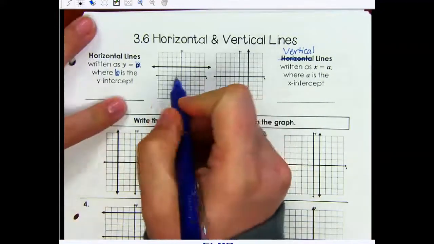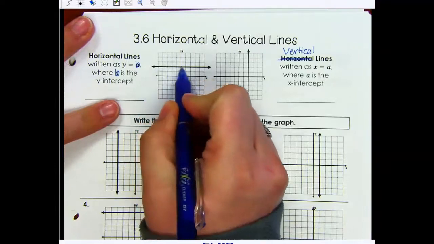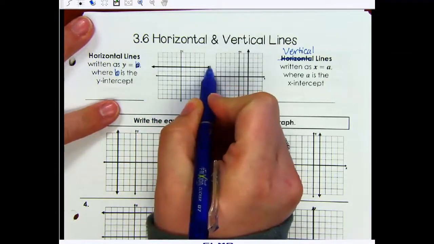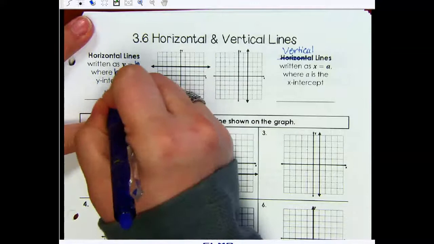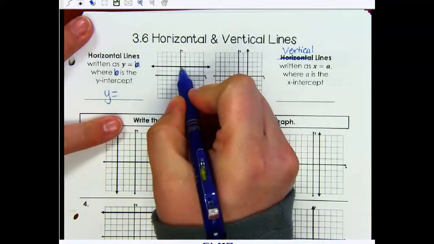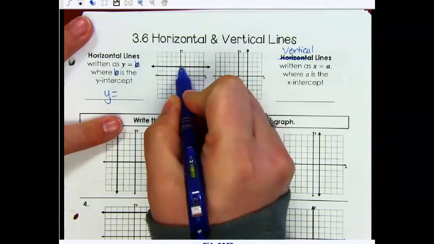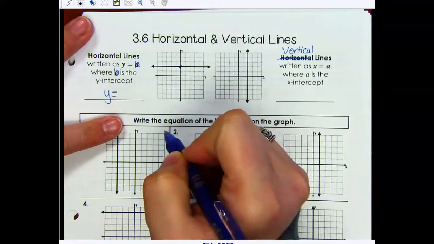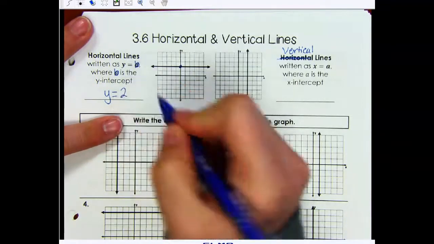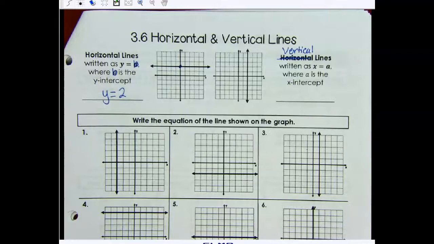A horizontal line that goes through the y-axis is going to be y equals whatever number, whatever point it crosses the y-axis. So that's that b part, the y-intercept is the number that you use. So for this one, it would be y equals 2. So y equals 2 is the horizontal line, and that's all of the information that you need to write the equation of that horizontal line.